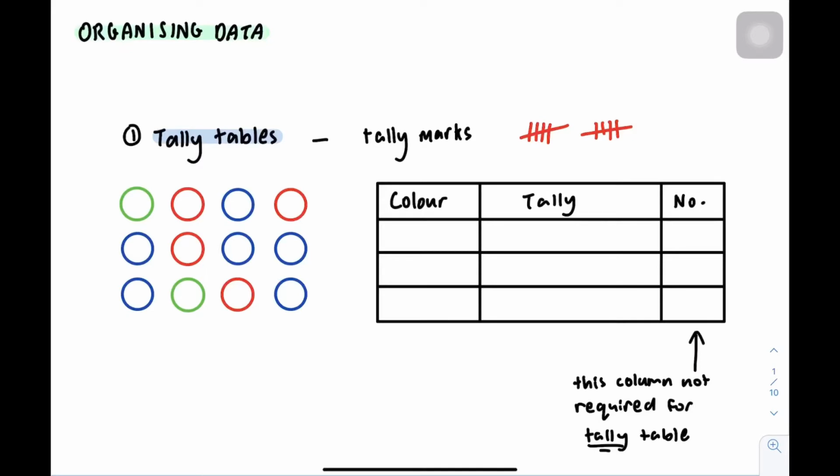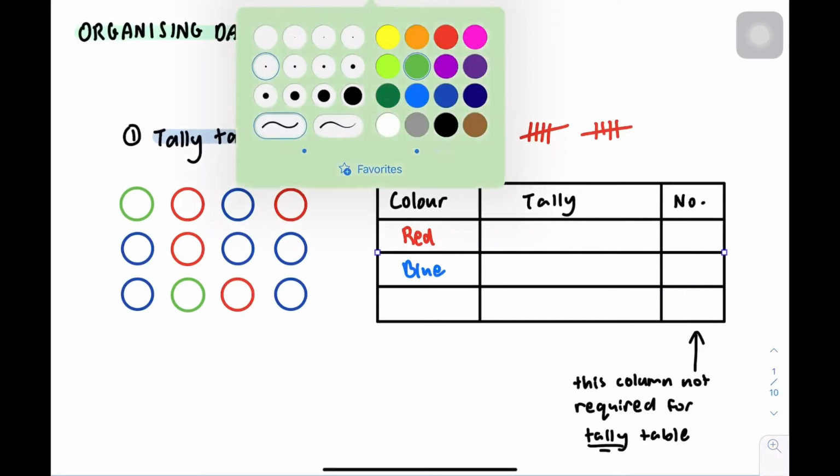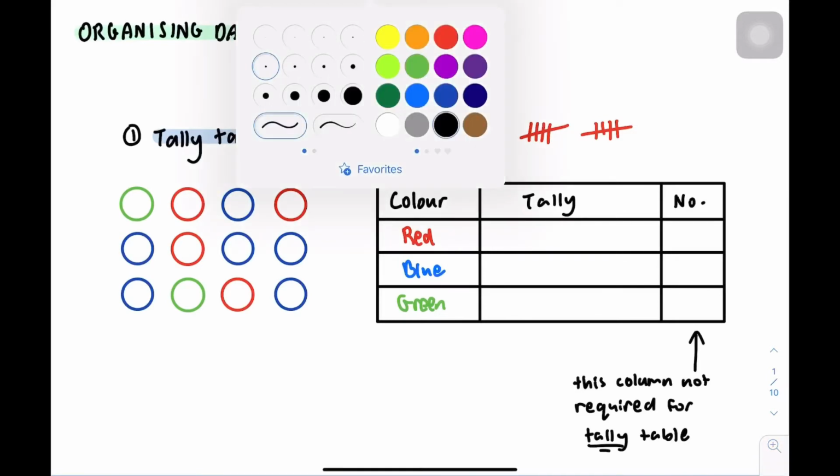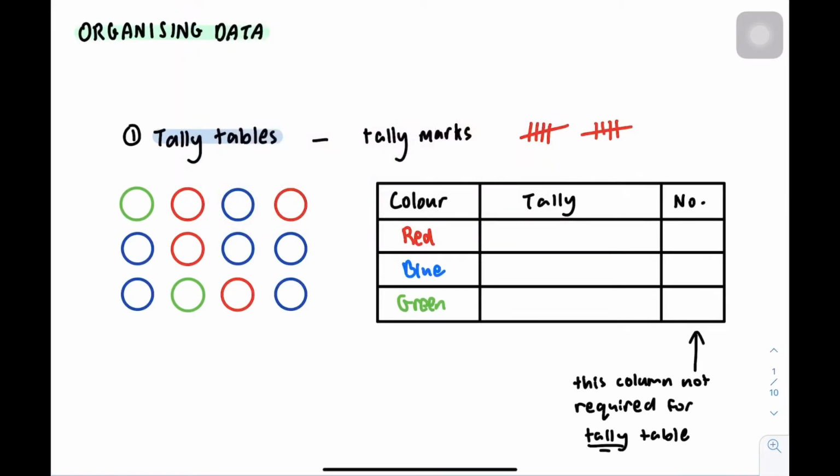Now, let's quickly fill up this table down here. We have three colors from the looks of it, of this diagram. We have red, blue, and green. So I'll just fill it up. Red. Let's change to a blue. Blue. And now let's get a green going. Green. Okay, so I'm just going to use a black pencil to quickly fill this up.